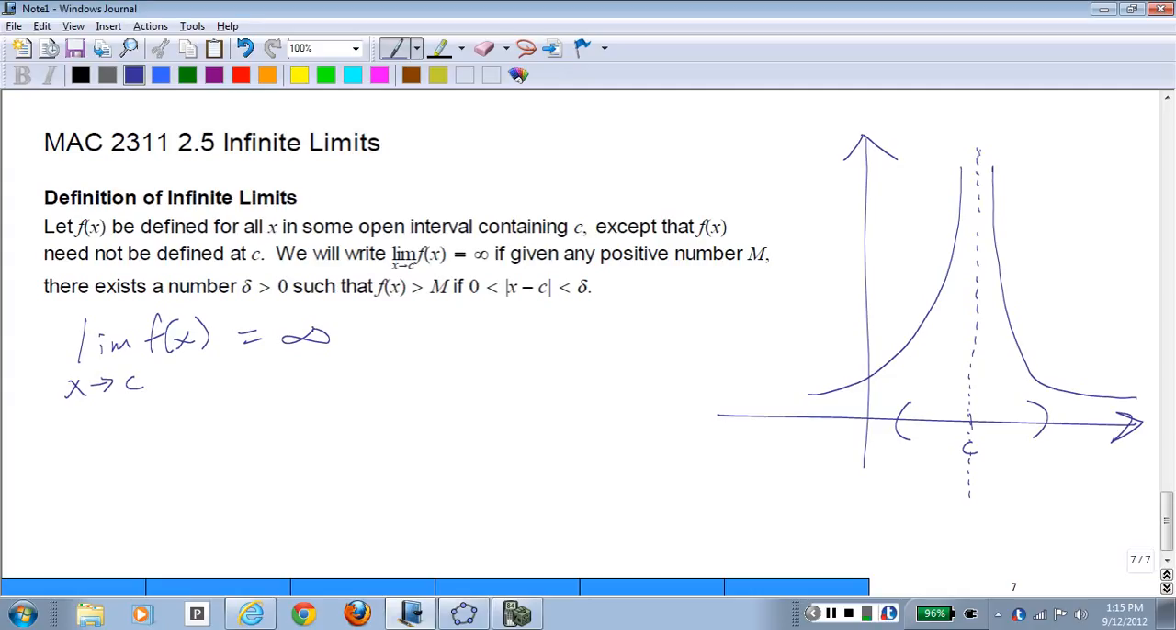So what does this mean? Given any positive number m, let's go with m right there. So a horizontal line, or an attempt at a horizontal line. There we go. For any horizontal line m, no matter how high we might draw it, there exists a delta.